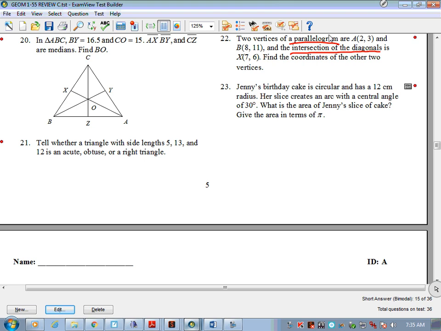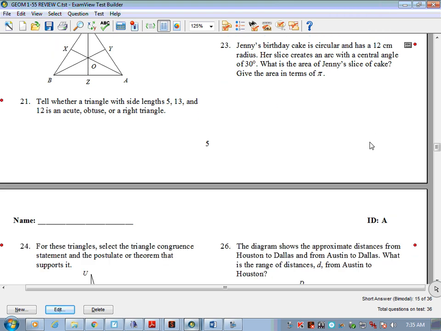Okay, question 23. All right, Jenny's birthday cake. This is lesson 35, finding arc length and area of a sector. And really, we've already done area of a sector. So a reminder, that formula is pi r squared times measure over 360. We want to know the area of that slice of cake, but not the volume. And that's what's kind of confusing about it.